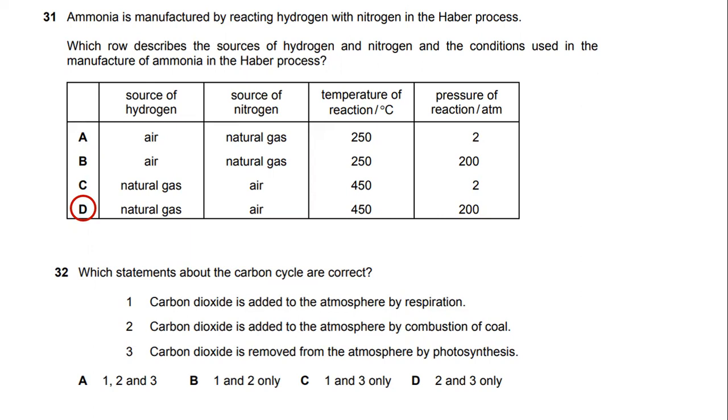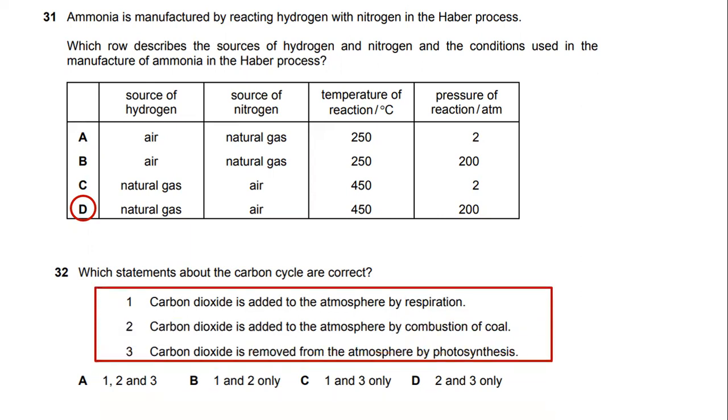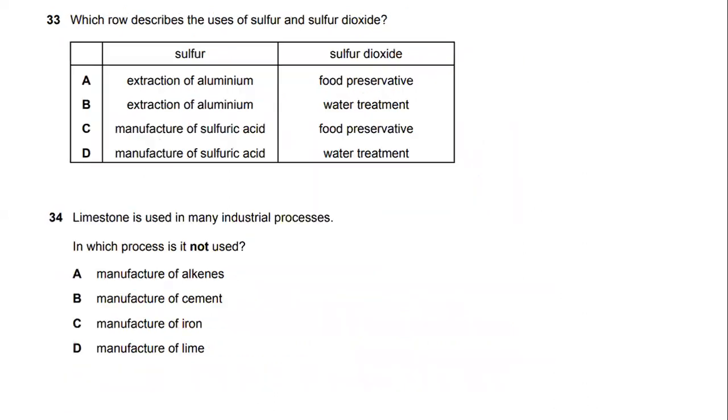Which statement about the carbon cycle is correct? Carbon dioxide is added to the atmosphere by respiration? Yes. Carbon dioxide is added to the atmosphere by combustion of coal, and carbon dioxide is removed from the atmosphere by photosynthesis. The answer will be A.